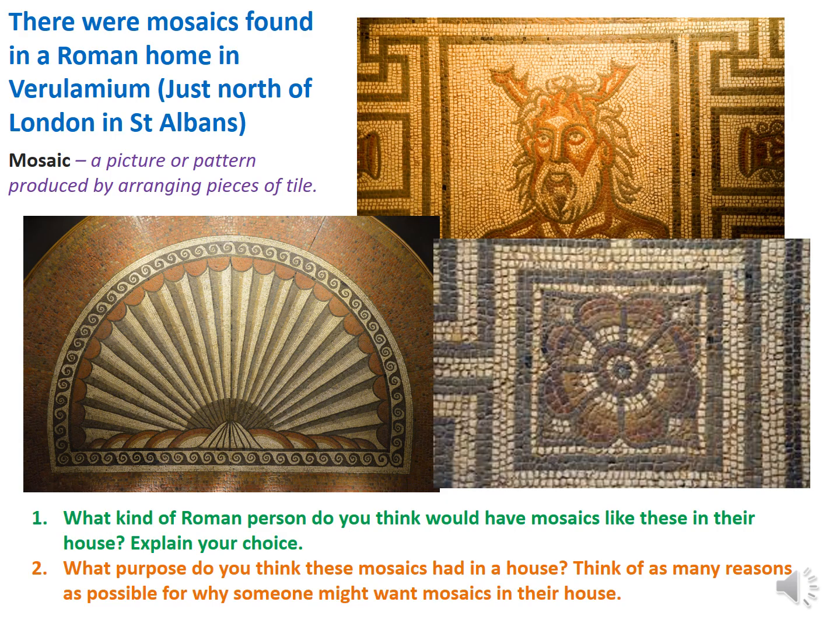Now, if we look at these pictures, what kind of Roman person do you think would have mosaics like these in their house? Explain your answer, please. So write this down. Leave space for a title, obviously. And what purpose do you think these mosaics had in a house? Think of as many reasons as possible for why someone might want a mosaic in their house. So spend a few minutes on that, please. Excellent.